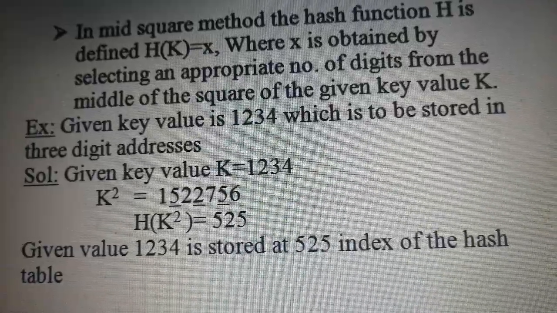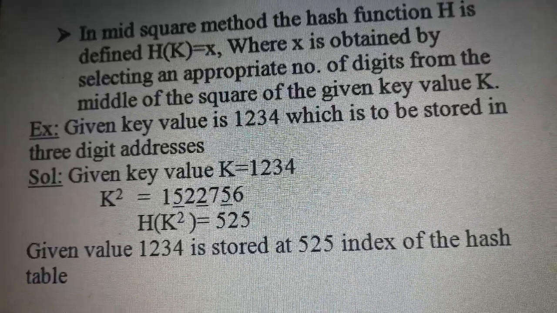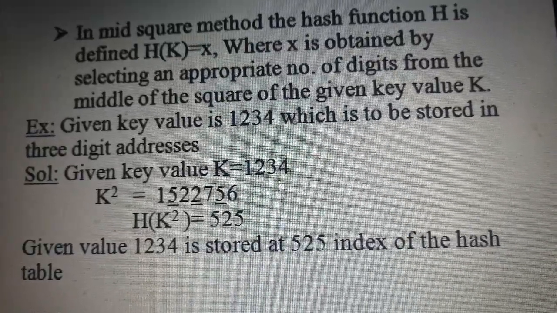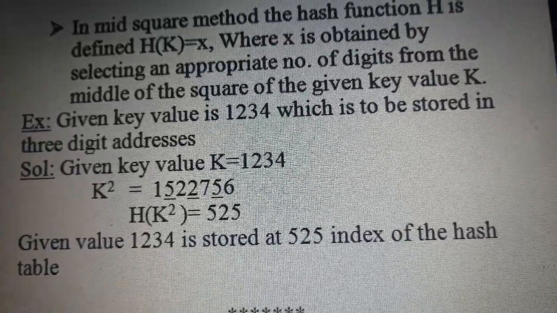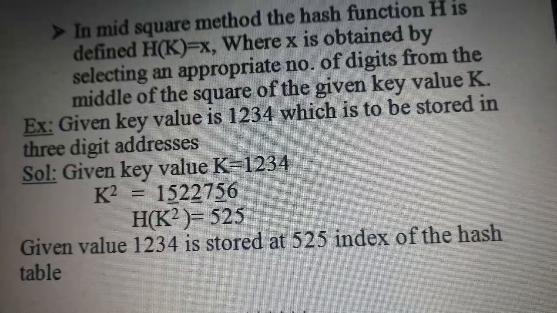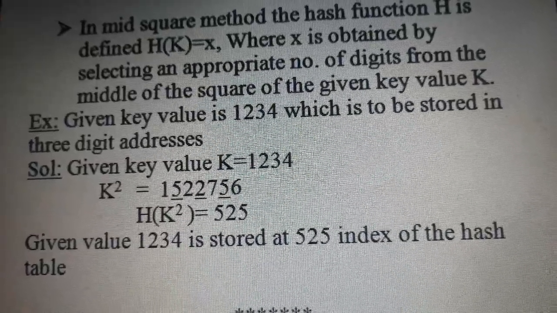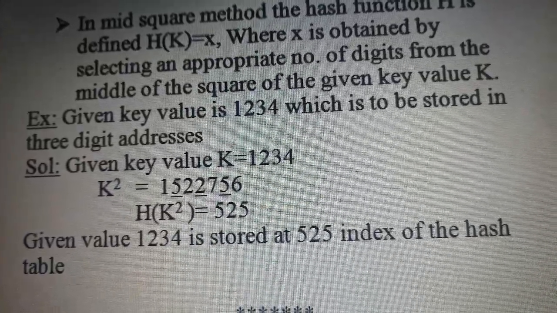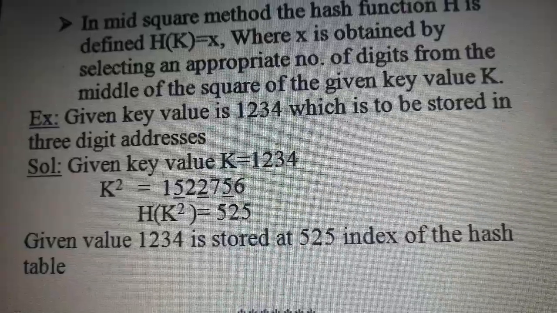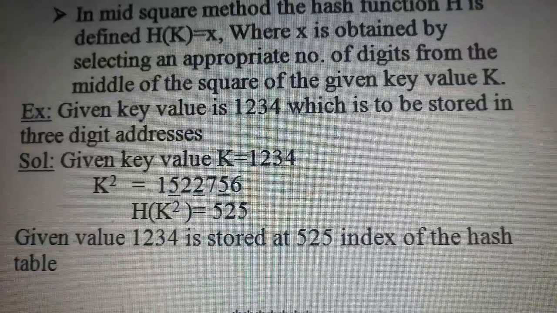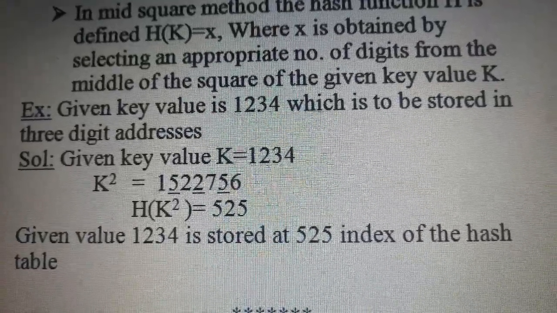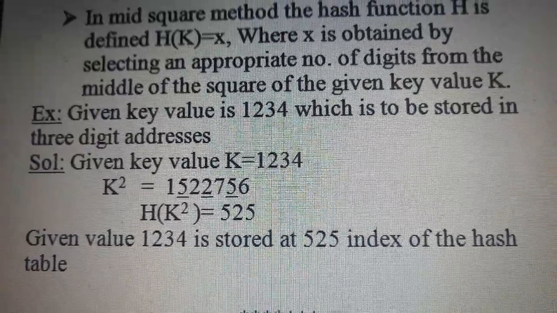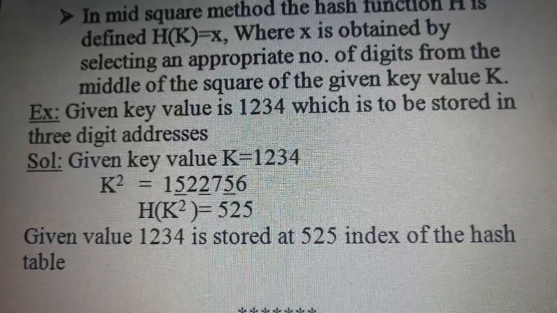We are doing k square. So the square of 1234 is 1522756. Now take the digits which are in the mid position. Among these, 5 is in the mid position for 1 and 2, and next 2 is the mid position for the remaining, and then 5 is the mid position. 5 2 5, these are the digits in the mid position. That is considered as the index for the value in the mid square method.